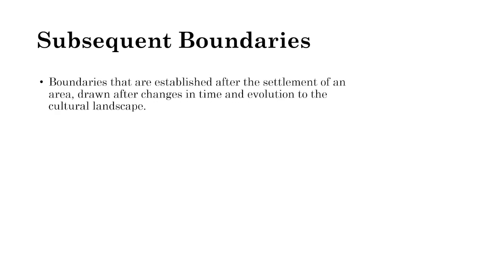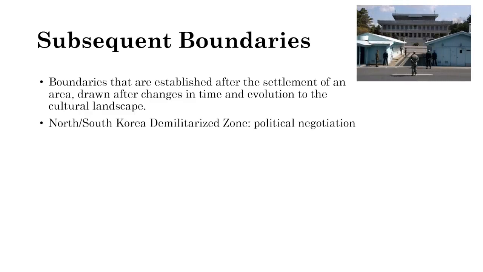Next, we have subsequent boundaries. So these are boundaries established after the settlement of an area. They're drawn after changes in time and evolution to the cultural landscape here. So North and South Korea used to be united, now they're not. We have that demilitarized zone there now. This was a result of political negotiation.